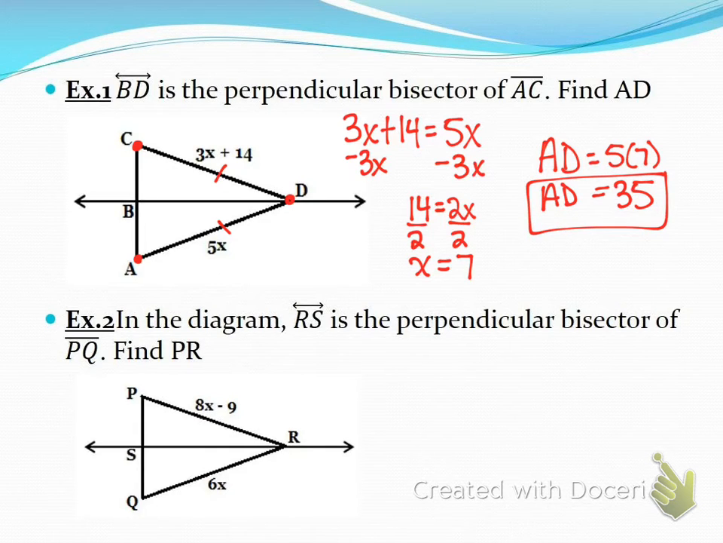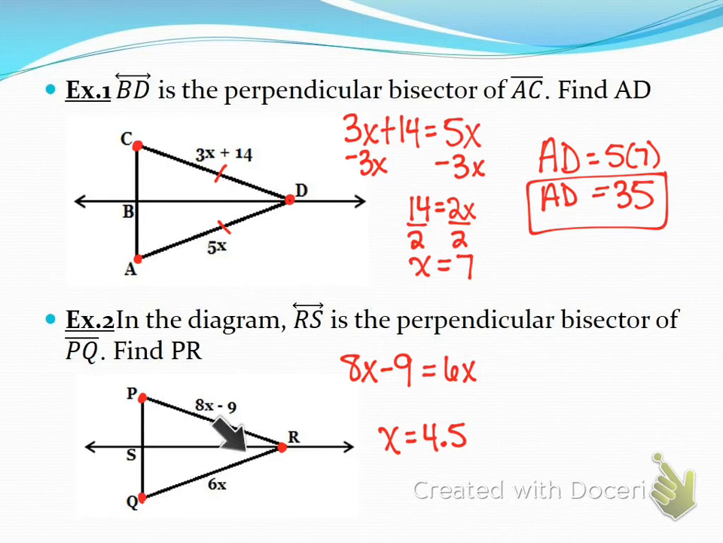Questions about example 1? Okay. Example 2. Why don't you go ahead and try that one on your own? It's very similar to number 1. Remember, we've got R on the perpendicular bisector, so it needs to be equidistant from those endpoints, P and Q. So we set up our equation, we find X. The last thing to do is plug it back in.